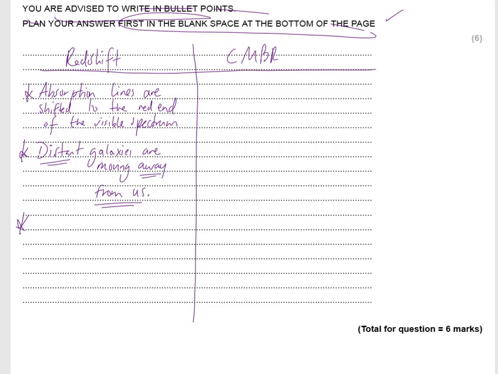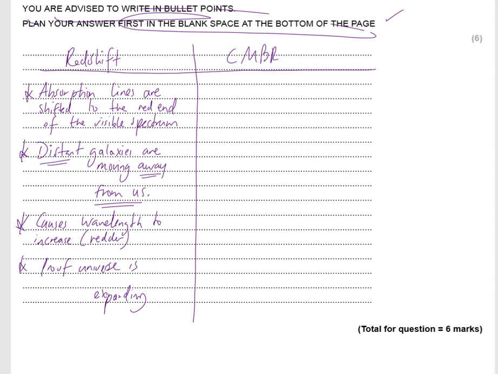This causes an increase in wavelength, so pretty much redder. So it's proof the universe is expanding. That's one.